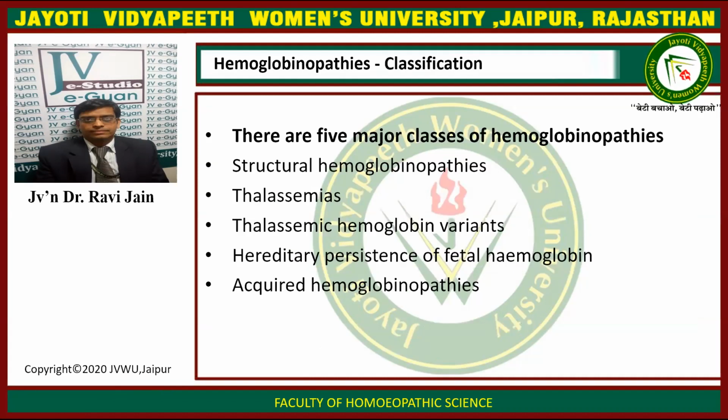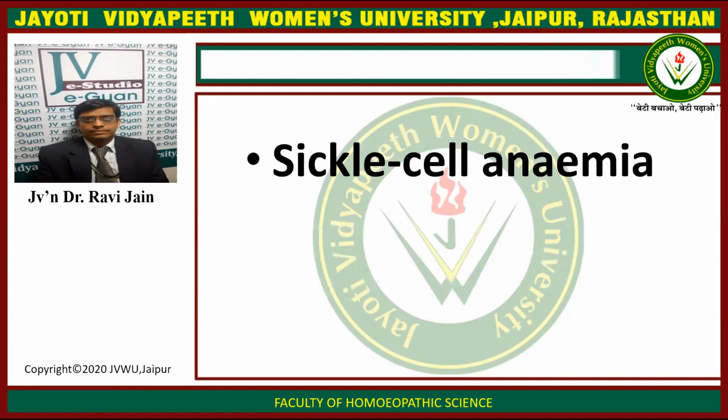Hemoglobinopathies classification. There are 5 major classes of hemoglobinopathies. Number 1, structural hemoglobinopathies. Next, we have thalassemias, thalassemic hemoglobin variants, hereditary persistence of fetal hemoglobin, and acquired hemoglobinopathies.